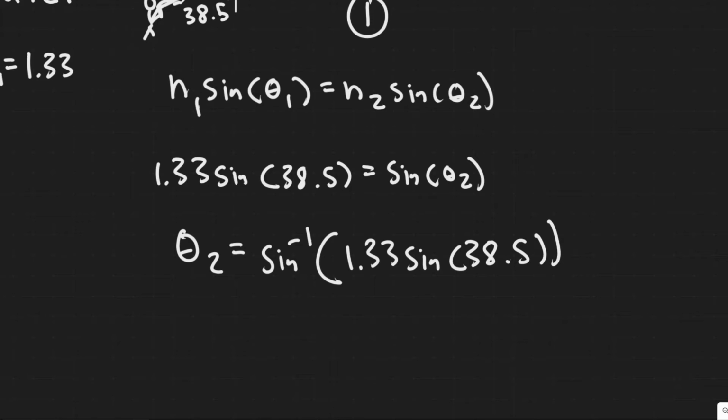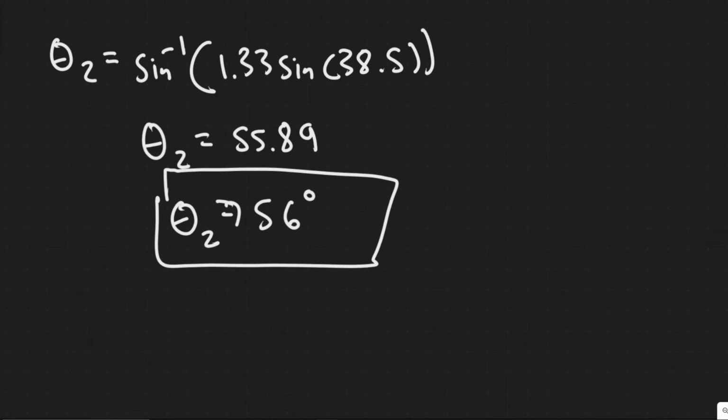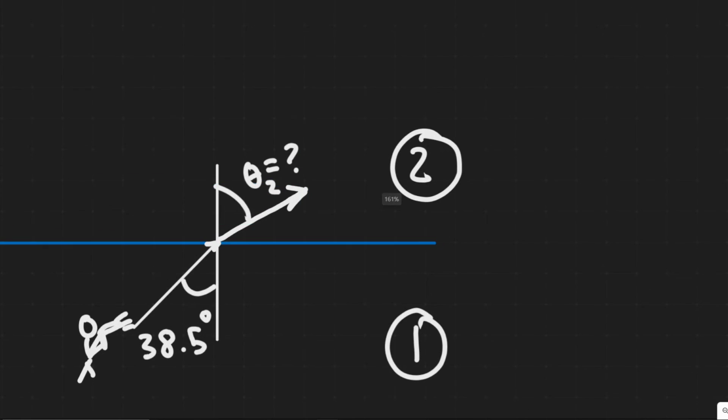So take out your calculators and let's see what this value is. 1.33 sine of 38.5, and then you're just going to take the arc sine of that value. You're going to get your theta 2. Theta 2 equals 55.89. You can round however you'd like. I'm just going to say 56 degrees. Just make sure you round how your teacher would like you to. I'm rounding to the whole number to make it a bit easier. But your angle, 56 degrees, is your theta 2.